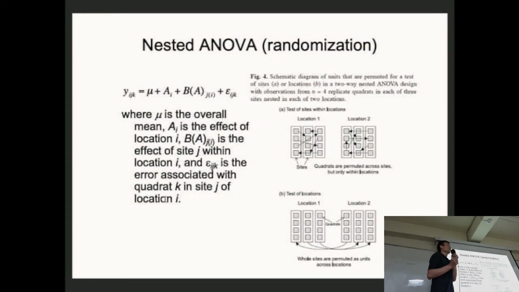Alright? If your question is to ask whether the location has an effect, then you should shuffle the sites between the locations. You don't want to destroy that structure. You shuffle the whole site. Site is your unit for shuffling. Because you are asking whether location 1 differs from location 2.